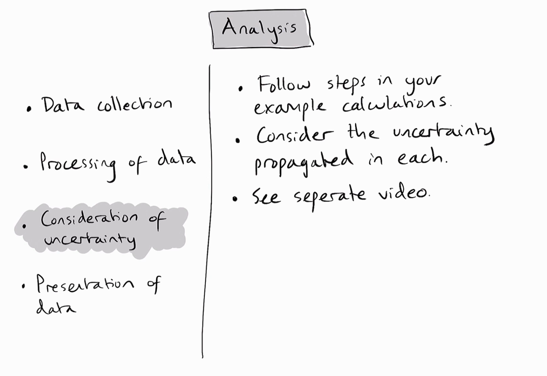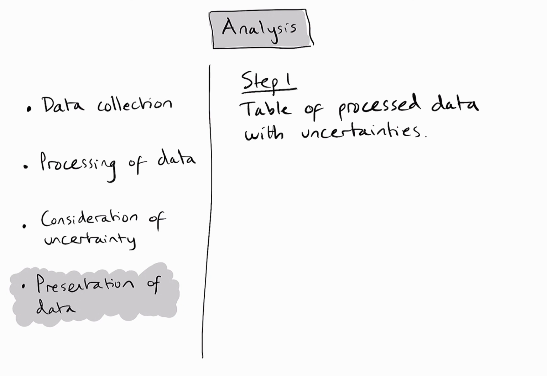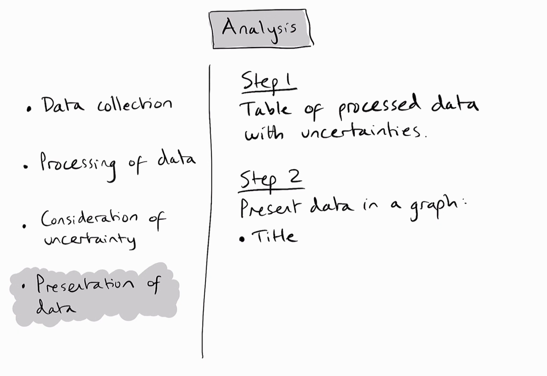Let's now consider the final subsection, which is the presentation of data. The first part here might be a table of your processed data, including the uncertainties. And the second step in most IAs will be to present this data in the form of a graph. A good graph will have a clear descriptive title, labelled axes with units, and a trend line instead of a dot-to-dot line. Following the graph, it's also quite useful to include a short summary that outlines the relationship of what your graph is showing.